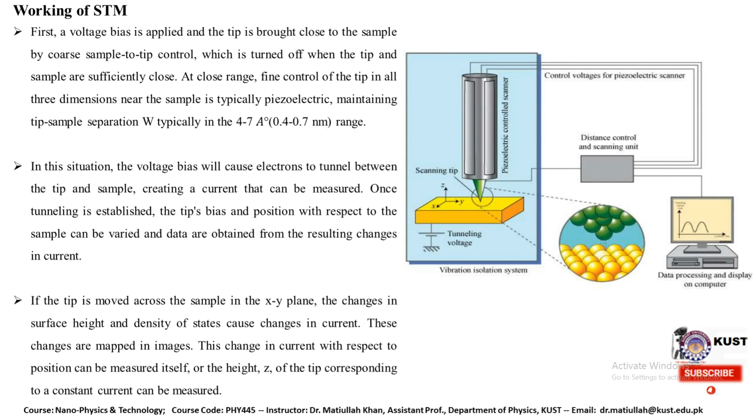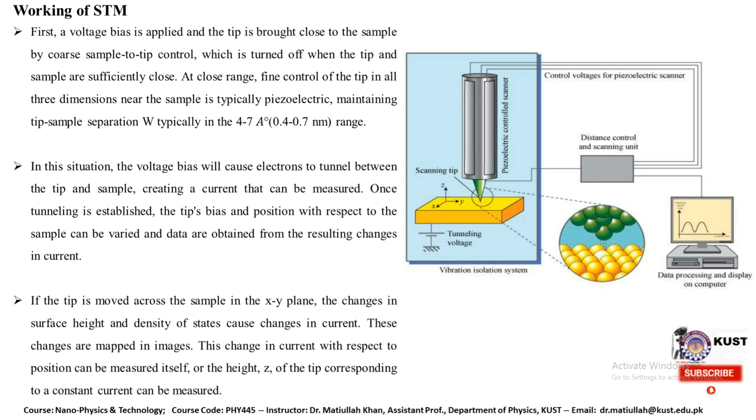We need to discuss the working principle or the working procedure of the scanning tunneling microscope in this slide. This is a bit complicated, but anyhow we have different sections, and we need to discuss each of them in detail to understand the working of STM. This is the vibration isolation system of the STM. So first we need to apply the bias voltage, I mean the external potential difference is applied, and the tip is brought close to the sample by coarse sample to tip control.